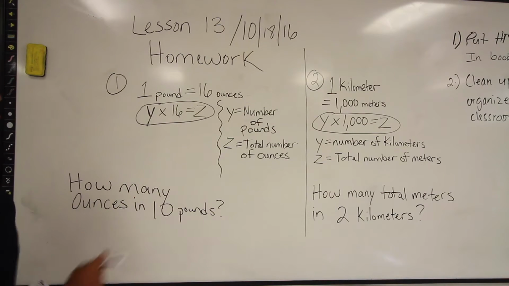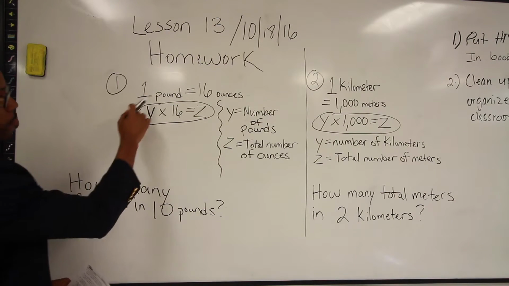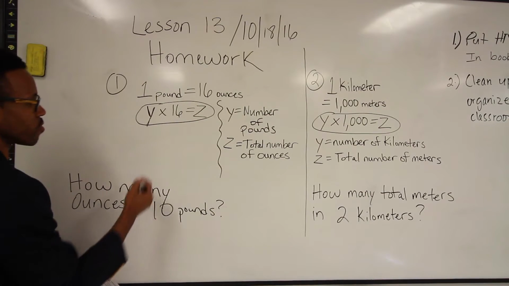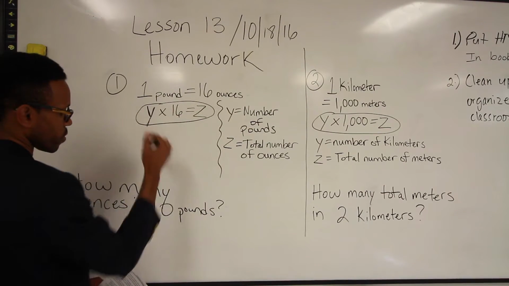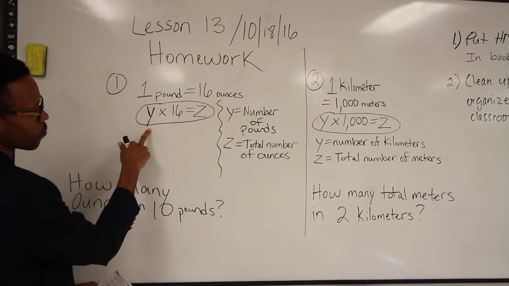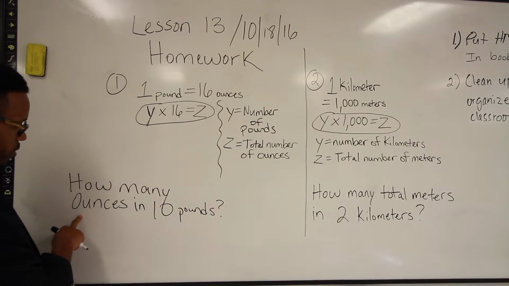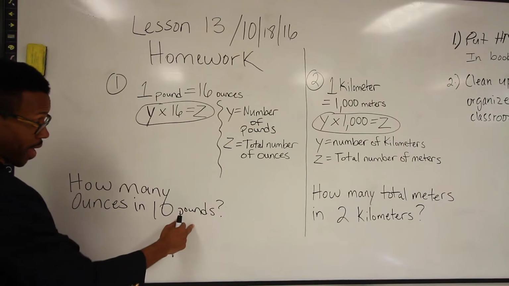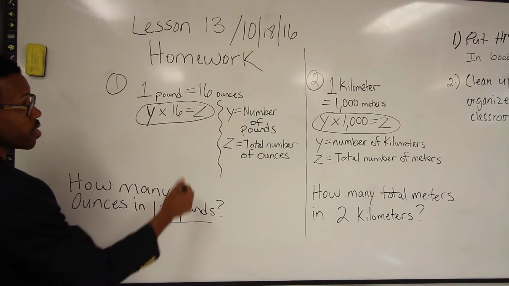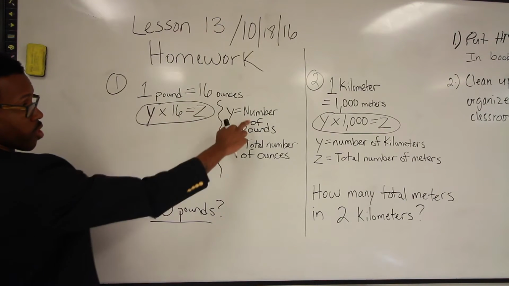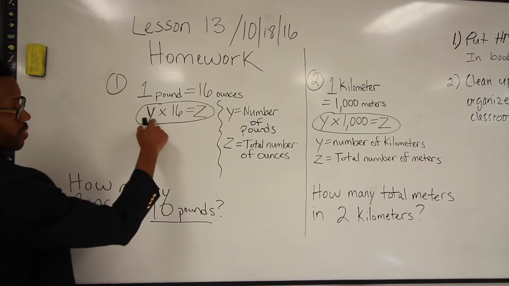So how many ounces are in 10 pounds if I know 1 pound is equal to 16 ounces? So I'm going to use this equation here. What did it say y represents? Y is the number of pounds. My question wants to know how many ounces are in 10 pounds. So 10 pounds is what I know. Do I know what y is? Do I know what number of pounds are? Yes, I do. It's 10.